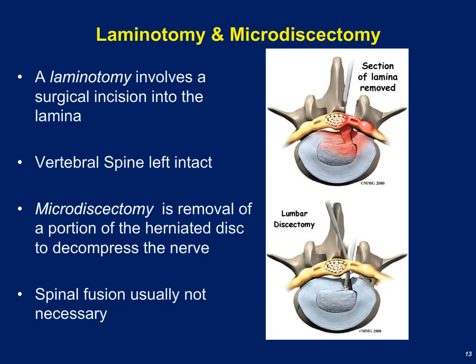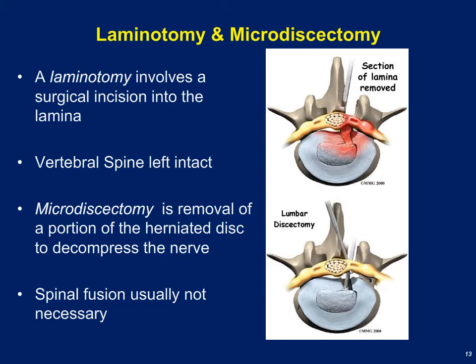A less invasive procedure is something called a laminotomy. Laminotomy is surgical incision into the lamina, but we're not removing the entire lamina. Instead, we just make a small hole, and that hole allows us access to the herniated portion of the disc, and basically we do something called a microdiscectomy.